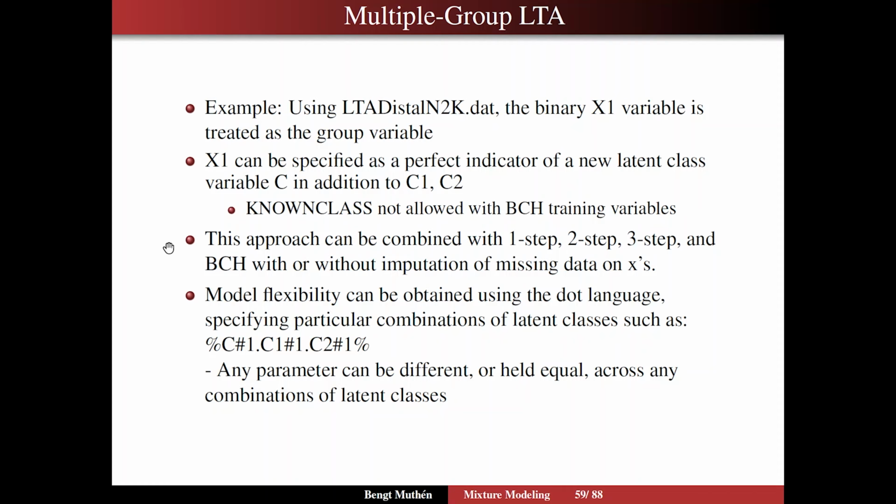And that's a good approach that can be combined with 1-step, 2-step, 3-step, and BCH with or without imputation of missing data on X's. And you can get quite a lot of model flexibility using the dot language, specifying particular combinations of latent classes. So where you bring in C and C1, C2. And where any parameter across these dot commands can be different or held equal across any combinations of latent classes.